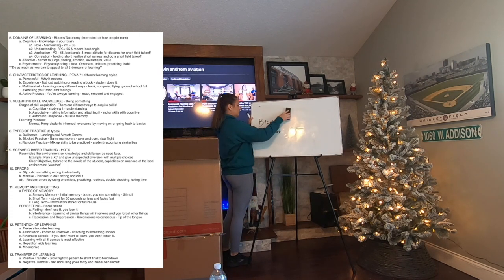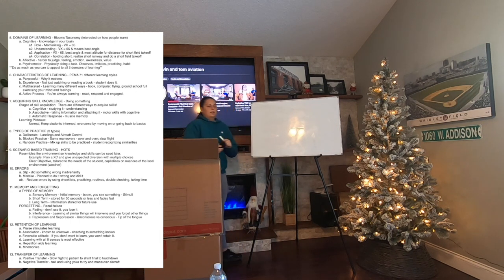Moving on to errors. Everyone makes mistakes. Nobody's perfect. So you're going to have errors. There are two different types of errors: slips and mistakes. A slip is when you mean to do something, but you end up doing something else. So instead of pulling back on the throttle, you pull back on the mixture. I slipped up, I pulled the mixture.